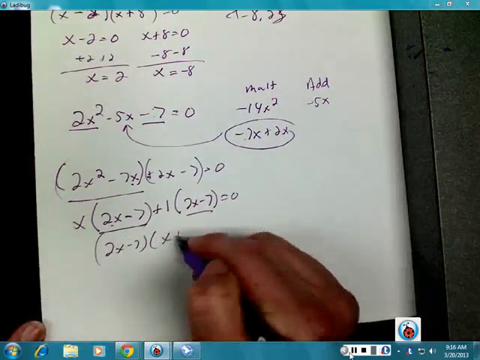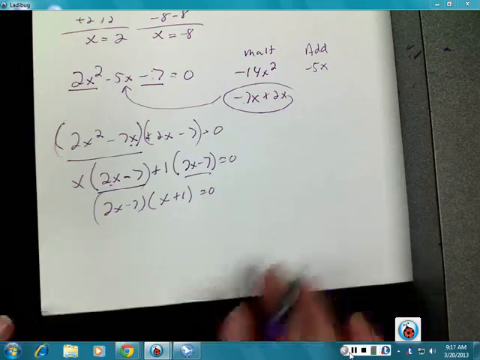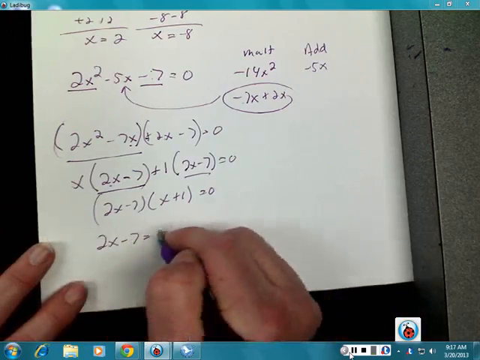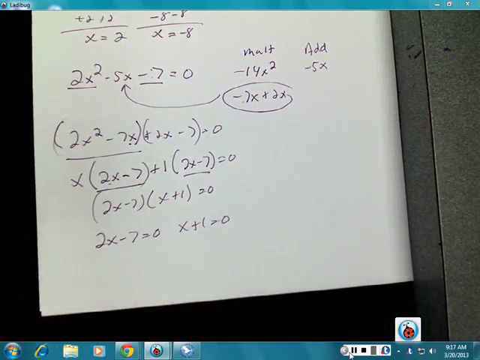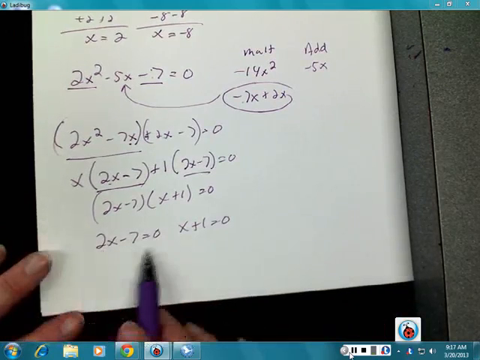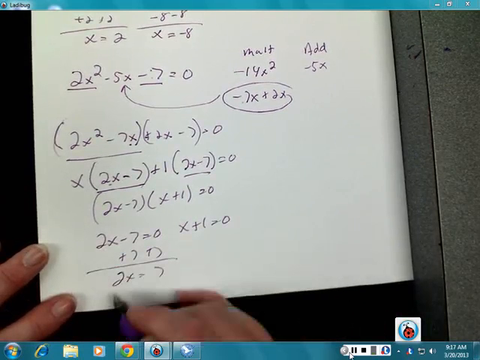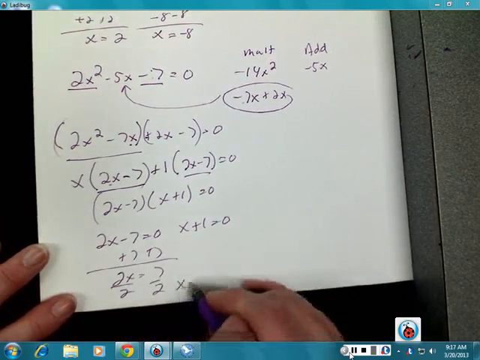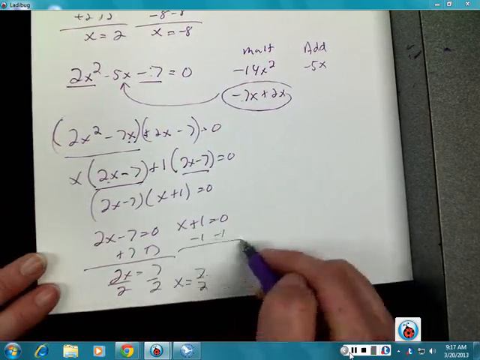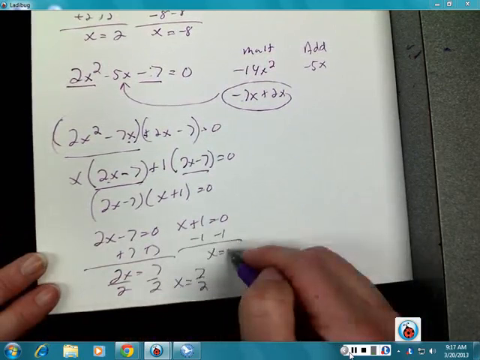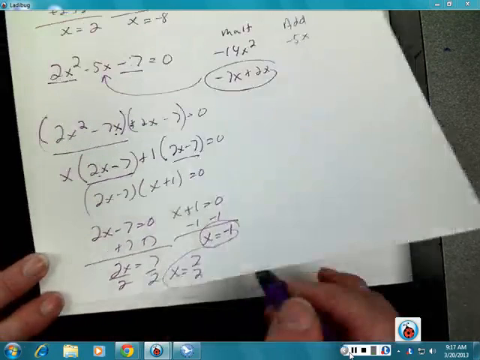So 2x minus 7 times x plus 1 all equals 0, and because I'm in a quadratic, I need to finish them and set each equal to 0. And when I set it equal to 0, what do I get? Now, this side, I'm going to add 7. Divide by 2, and I find x is 7/2. Over here, I subtract 1, and I find x is equal to negative 1, and so that's my two answers that I have for that quadratic.